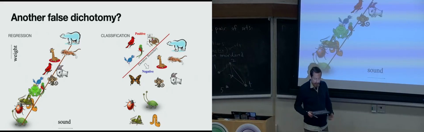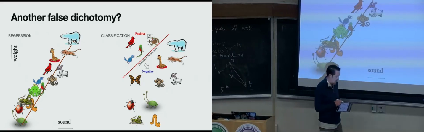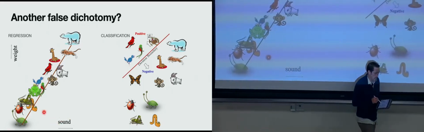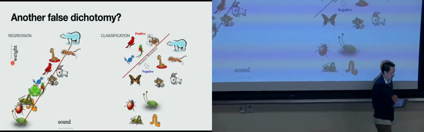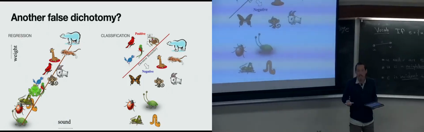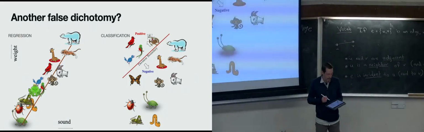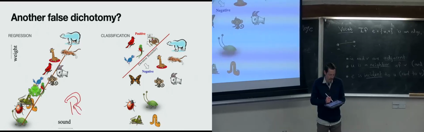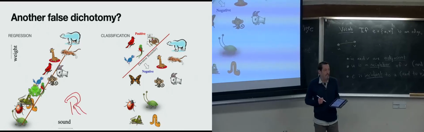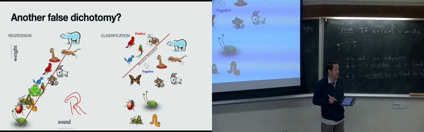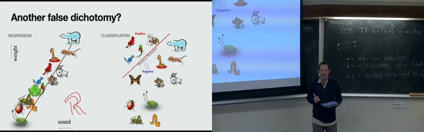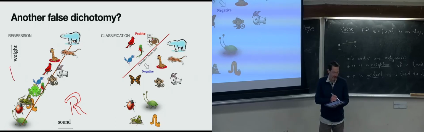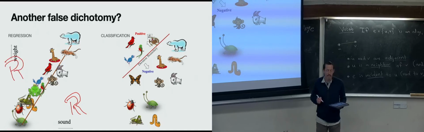So regression is where we have two continuous variables, right? Like the pitch of an animal sound and its weight, and we're finding some sort of relationship between two continuous variables. That means it's in the set of reals, right? I'm going to bring some notation in here. So our inputs and our outputs are real numbers.